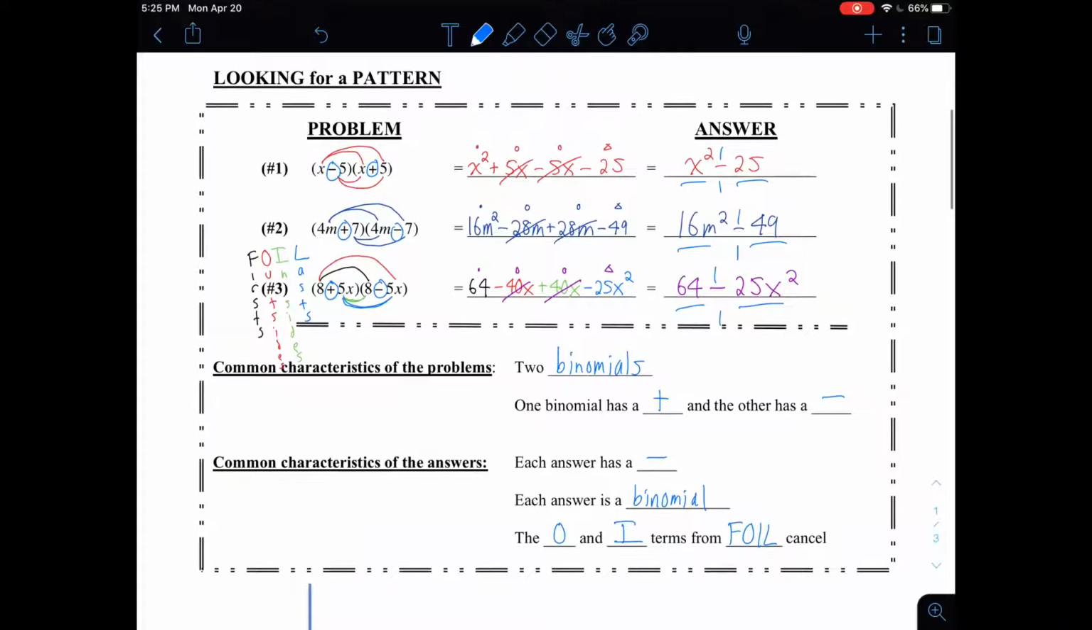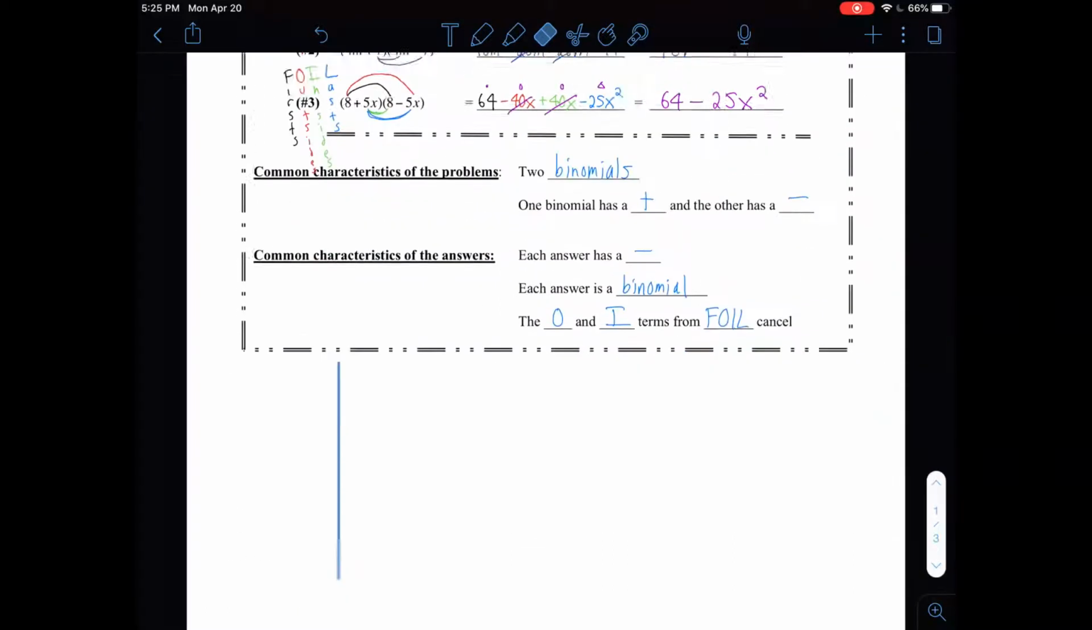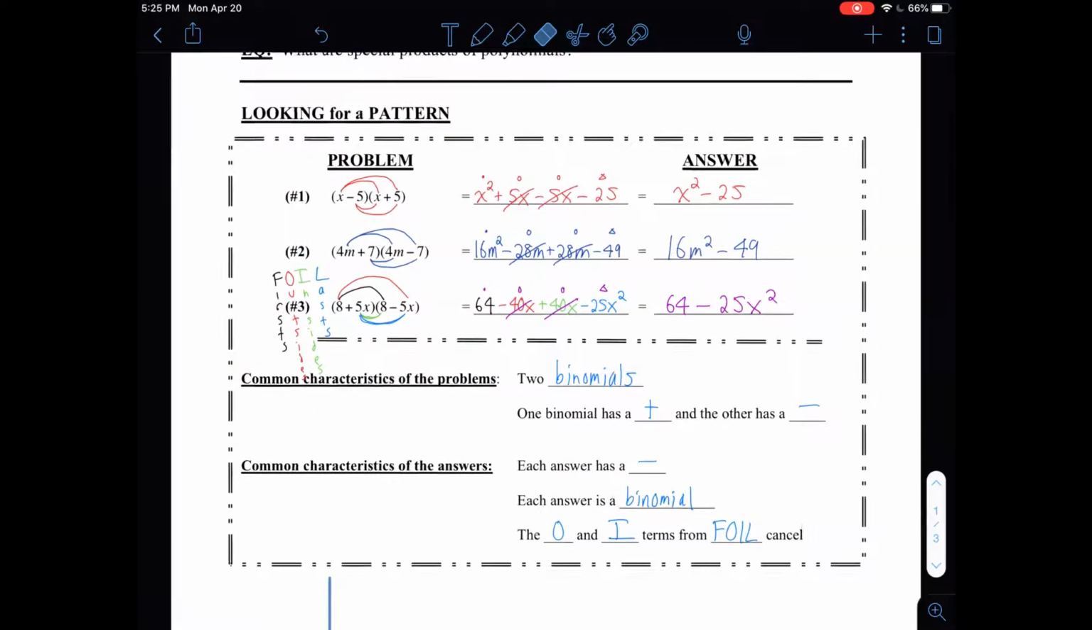I'm going to erase some of that stuff so it doesn't get confusing, because I'm going to be submitting these notes for you, too, on Classroom. So, all right, moving on. Okay, so that's a shortcut, basically.